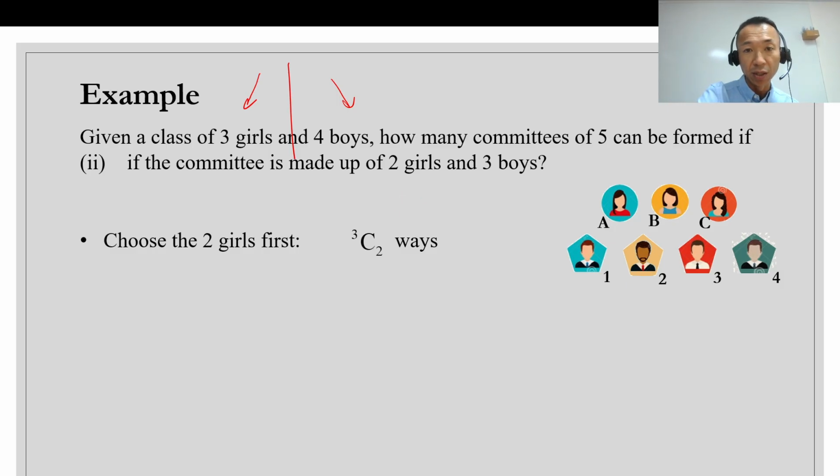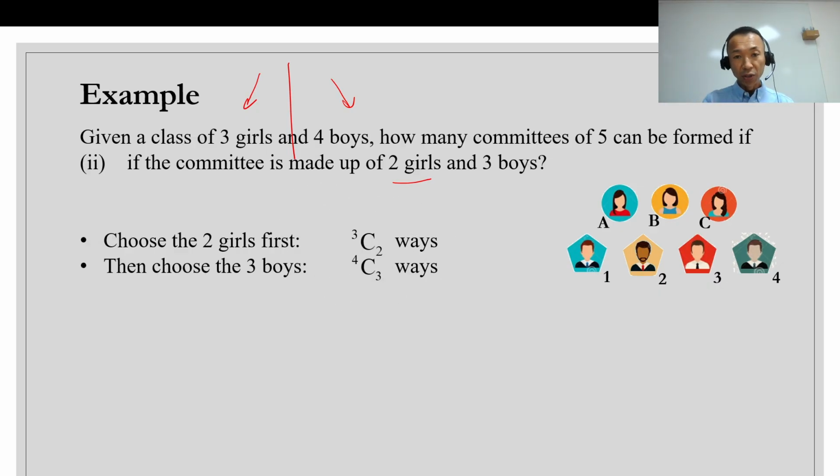You're actually choosing 2 girls. So we just say out of 3, you choose 2. Then out of 4 boys, you choose 3. Then what do you do? You multiply them together. Multiplication principle, one after another in succession. Done, 12.